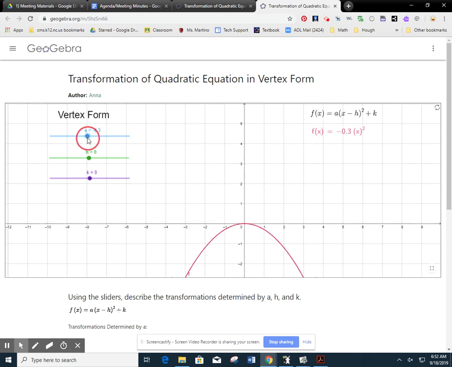And again, I think I pointed out that as soon as A becomes negative, it's a reflection. So as soon as that happened, this whole thing reflected.